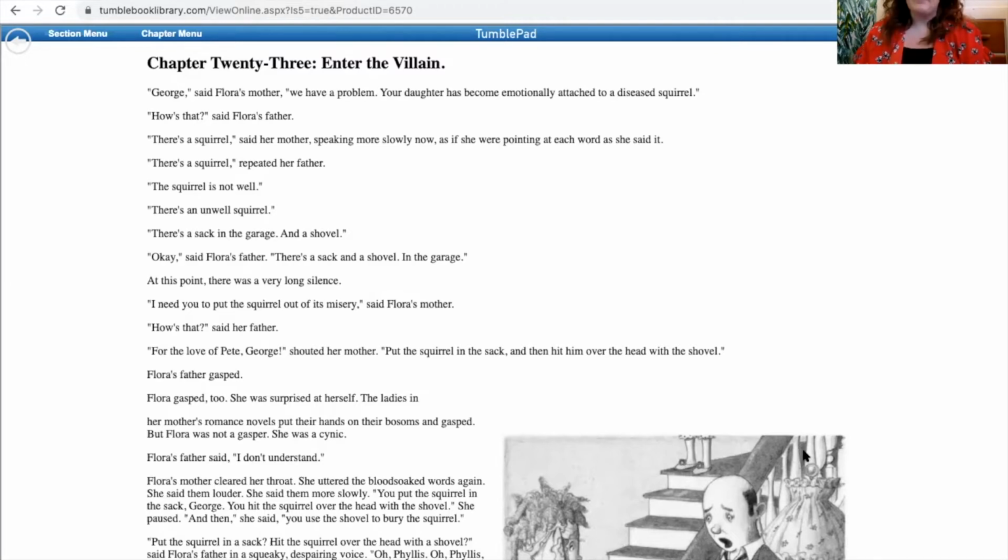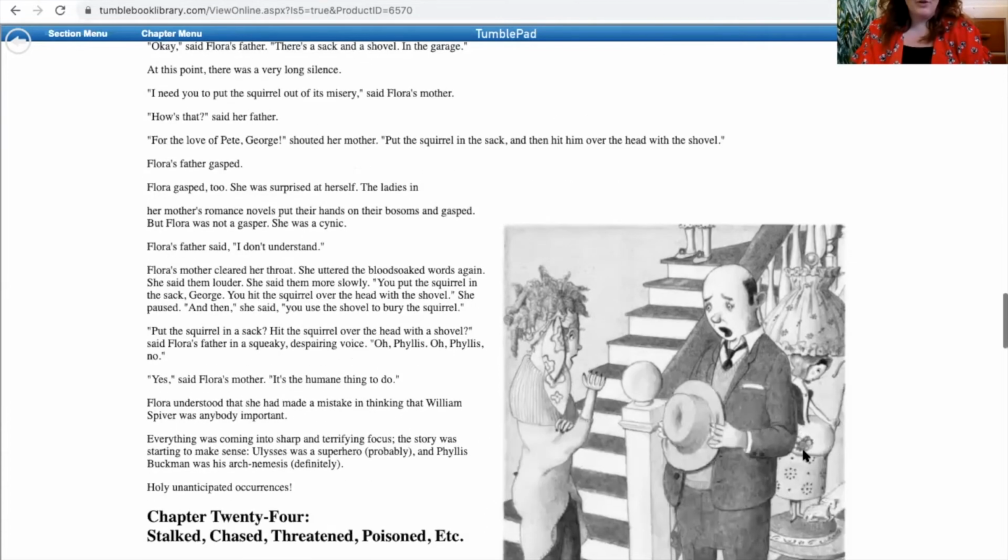At this point, there was a very long silence. I need you to put the squirrel out of its misery, said Flora's mother. How's that? said her father. For the love of Pete, George, shouted her mother. Put the squirrel in the sack and then hit him over the head with the shovel. Flora's father gasped. Flora gasped too. She was surprised at herself. The ladies in her mother's romance novels put their hands on their bosoms and gasped, but Flora was not a gasper. She was a cynic. Flora's father said, I don't understand. Flora's mother cleared her throat.